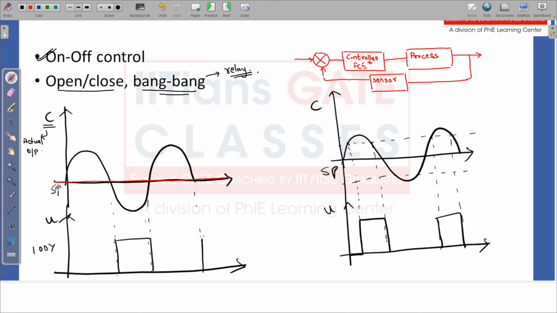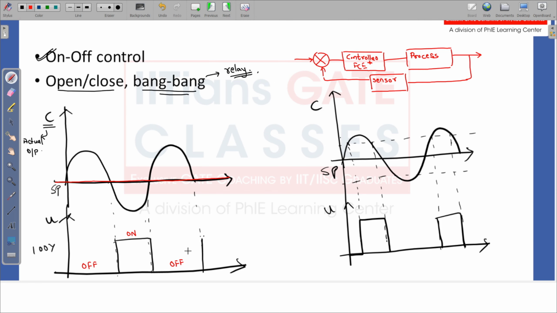Whenever my actual output is above the set point, what will happen in on off control? Immediately the final control element will close, or go to off. Whenever the actual value of output is less than the set point, your final control element will switch on, and this process is going to keep on continuing.